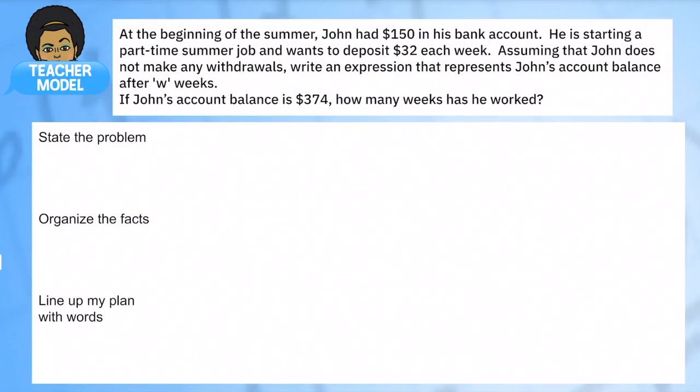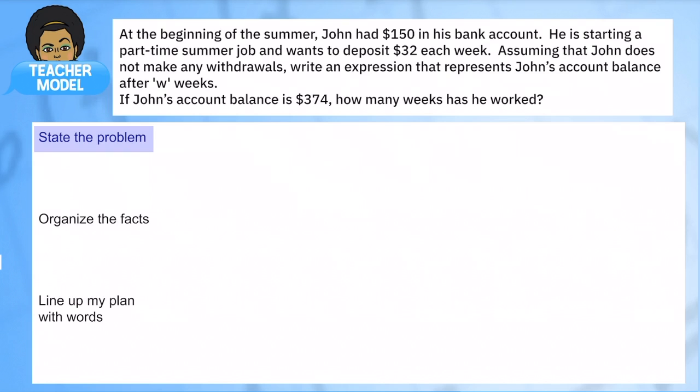All right, let's look at this scenario. At the beginning of the summer, John has $150 in his bank account. He is starting a part-time job and wants to deposit $32 each week. Assuming John does not make any withdrawals, write an expression that represents John's account balance after W weeks. If John's balance is $374, how many weeks has he worked?